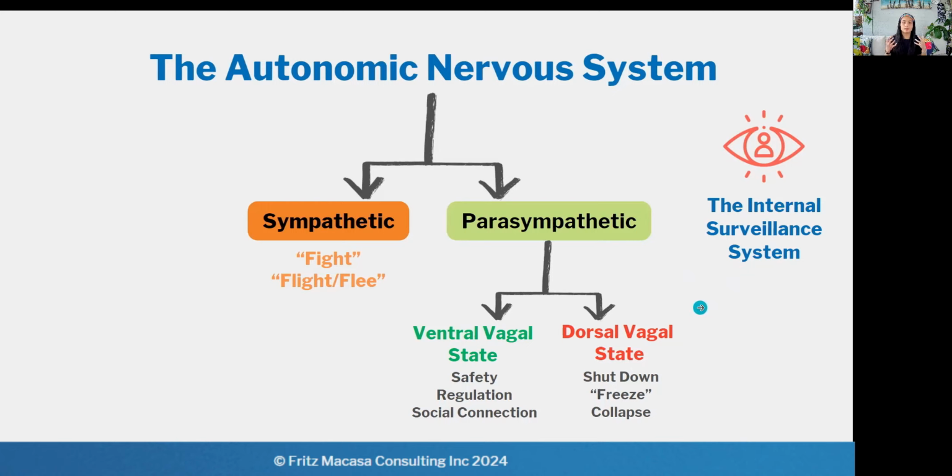So if we perceive a threat or a stressor, we first go through our first line of defense, which is the ventral vagal state. And then we go into the sympathetic fight, flight, or flee response, which is our second line of defense. And then our third line of defense, if these two are not enough to deal with that stressor, is the dorsal vagal state, which is shut down, freeze, and collapse. These three main branches are the things we are going to focus on theoretically, as well as help you regulate moving forward.